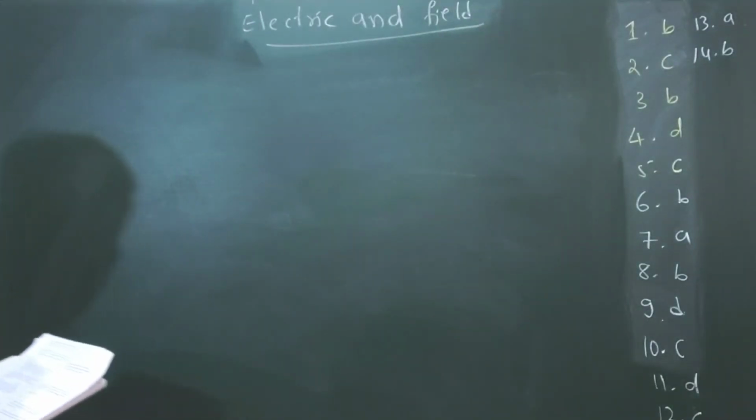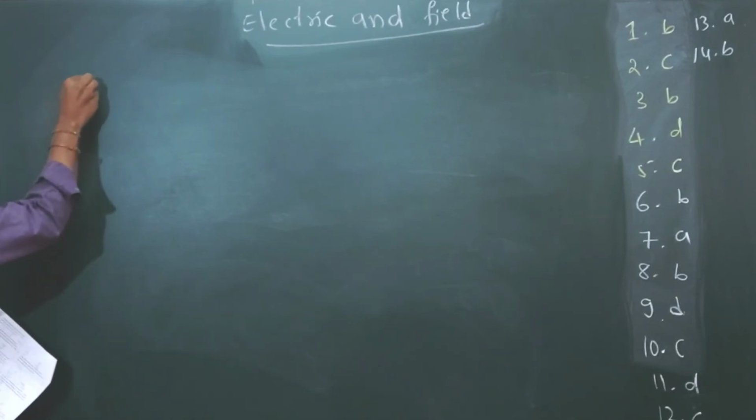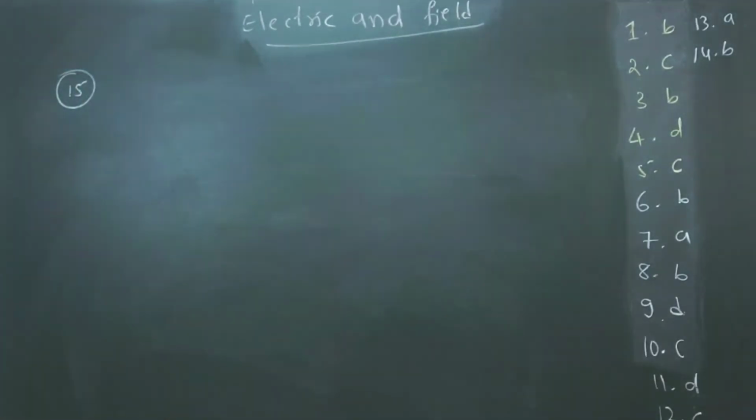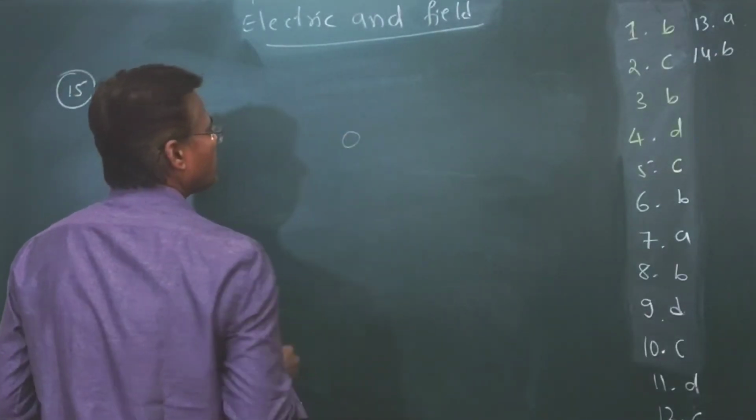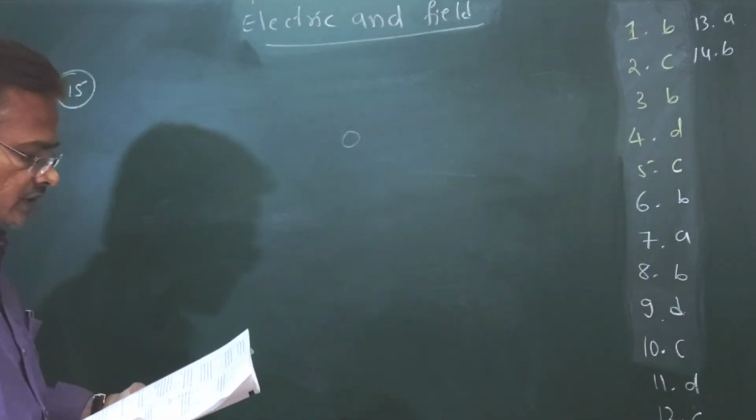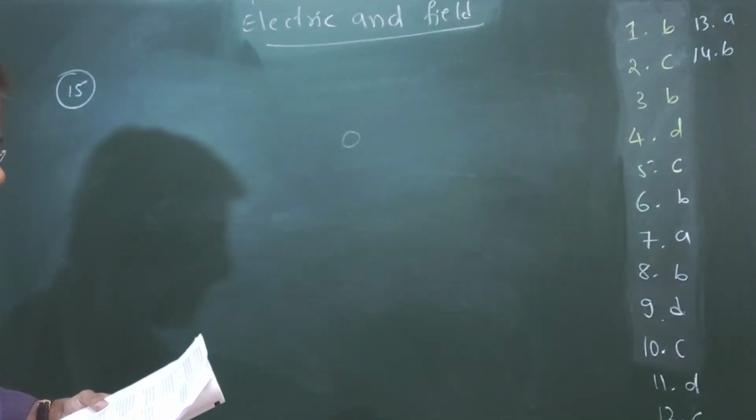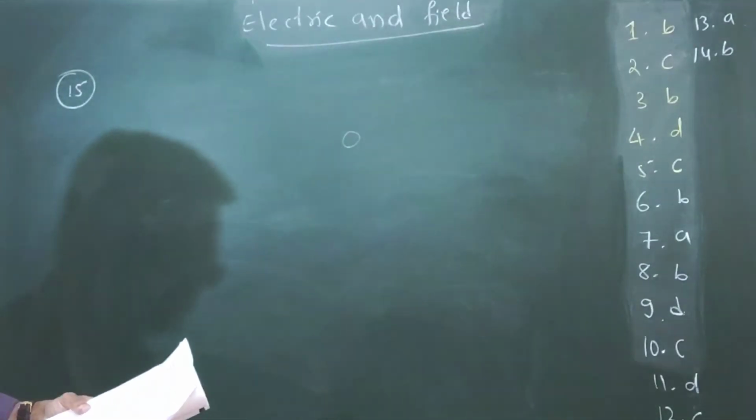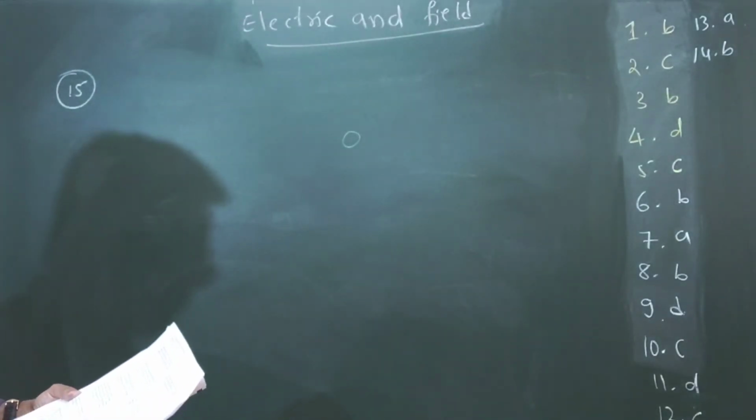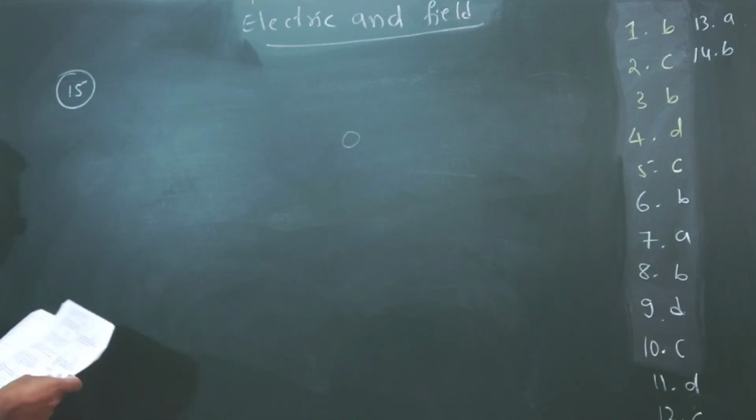Now see, the 15th one. Question number 15 we are solving. A charged oil drop is suspended in a uniform electric field, so that it neither falls nor rises. The charge on the drop will be, take the mass of the charge as 9.9 into 10 to the power of minus 15 kg, and g is given.